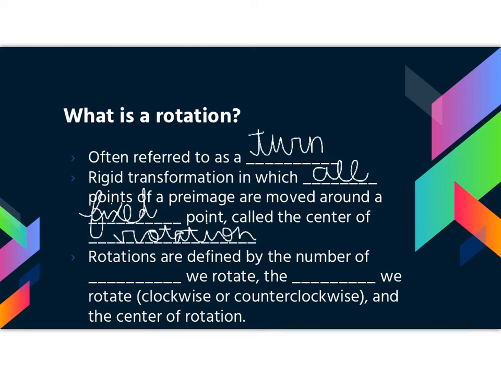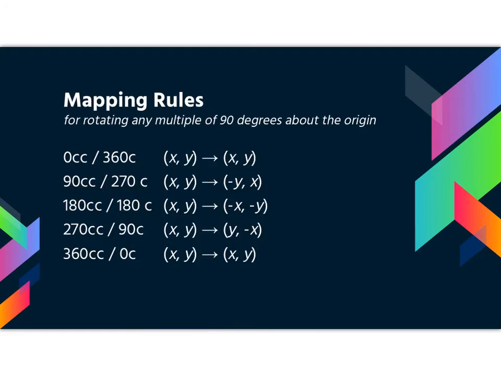Rotations are defined by the number of degrees we rotate, the direction we rotate, which can either be clockwise or counterclockwise, and the center of rotation. When we're rotating in Math 2, we're rotating any multiple of 90 degrees about the origin, but realistically, you can rotate any number of degrees about any point you want. So here are the mapping rules for rotating 90 degrees about the origin. Notice that CC means counterclockwise, and C is the abbreviation for clockwise. So, for instance, if we look at 90 degrees counterclockwise, the mapping rule for that is (x, y) goes to (-y, x). And so you can just use these rules with your pre-image coordinates to figure out where your image coordinates will go.